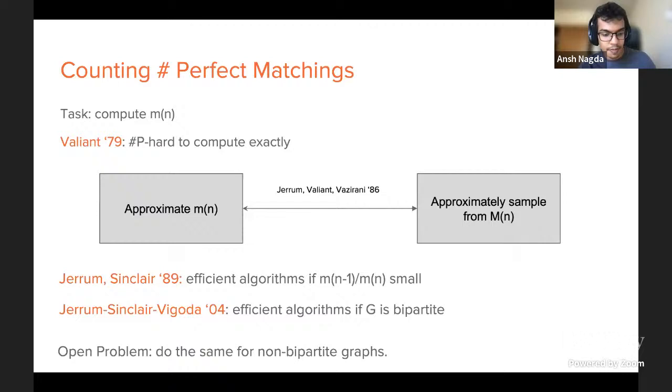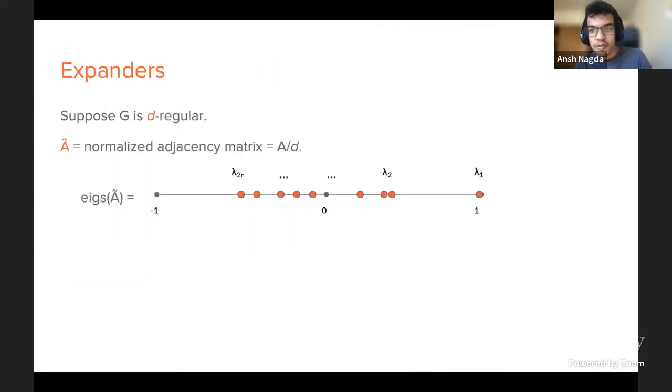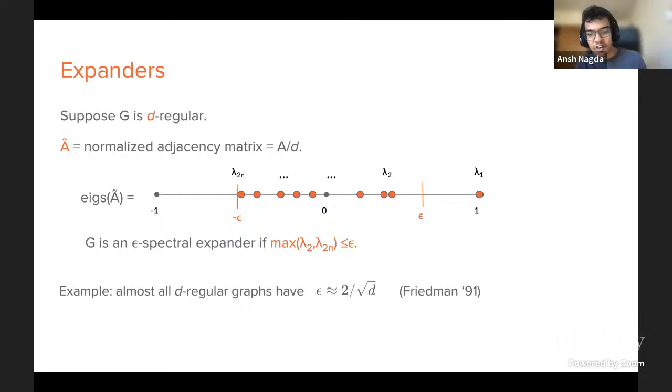Our first result is that we can do these for a certain class of graphs, the D-regular expander graphs. Let me define what an expander graph is. For simplicity, let's say the graph is D-regular, and let A tilde be the normalized adjacency matrix. A tilde has a trivial eigenvalue of 1. We say the graph is an epsilon spectral expander if every other eigenvalue has magnitude at most epsilon. For example, Friedman proved that almost every D-regular graph has epsilon around 2 over square root D.